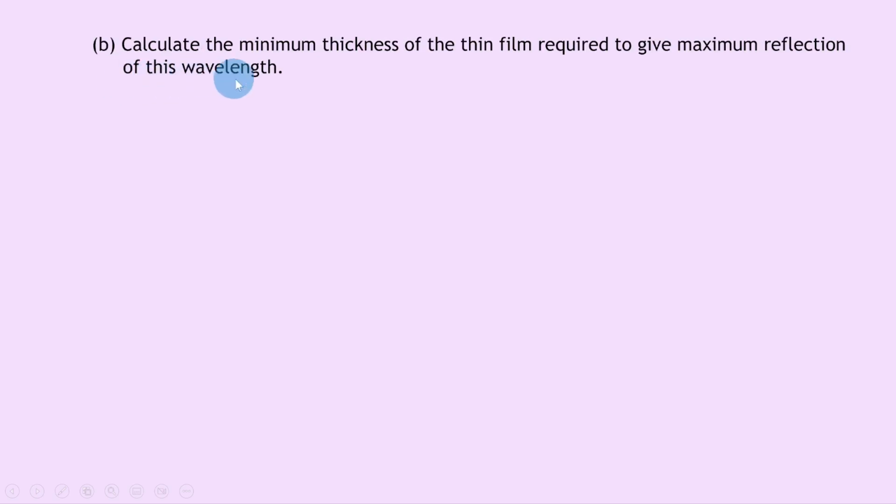Lastly, part B says to calculate the minimum thickness of the thin film required to give maximum reflection of this wavelength. Well, we've just found the minimum thickness of the thin film required to give 0 reflection, and that was using destructive interference. So to find maximum reflection, we must be talking about constructive interference. So we can say that for maxima, i.e. constructive interference, again we're trying to find D, the thickness of the film. We know the refractive index of the film again is 1.5.